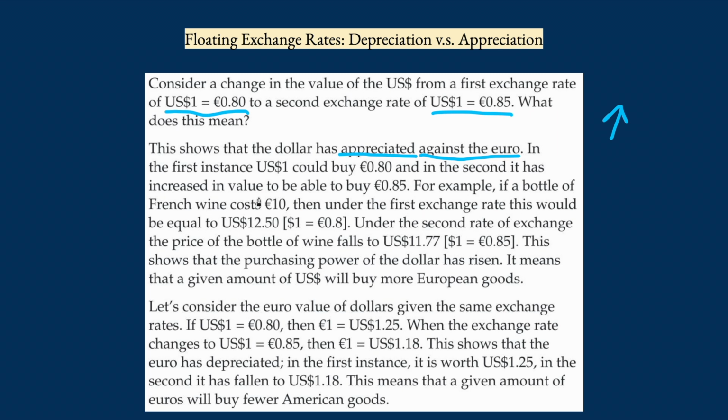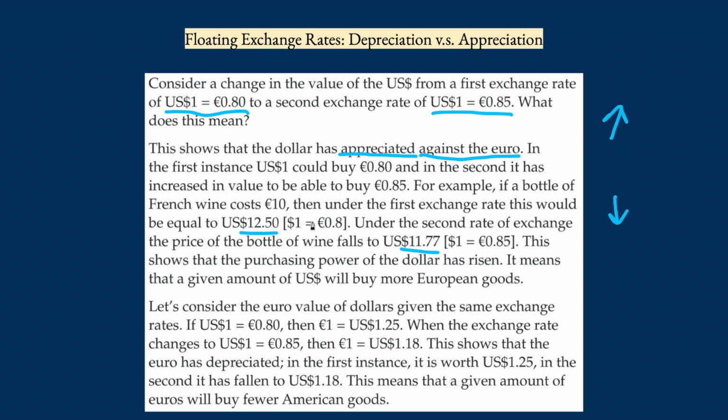If a bottle of French wine costs 10 euros, then under the first exchange rate, this would be equal to $12 US dollars and 50 cents. Okay, when $1 equals 0.80 euros. But under this new second exchange rate, the price of the bottle of wine actually falls to $11.77 when 1 US dollar equals 0.85 euros. Okay, and obviously if you compare the two, because the value of the dollar has appreciated, the price of US buying European goods from the EU has decreased. So remember to not get the two confused.